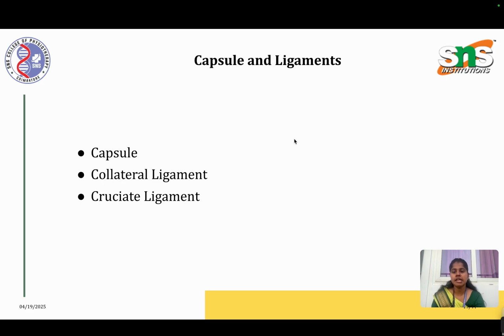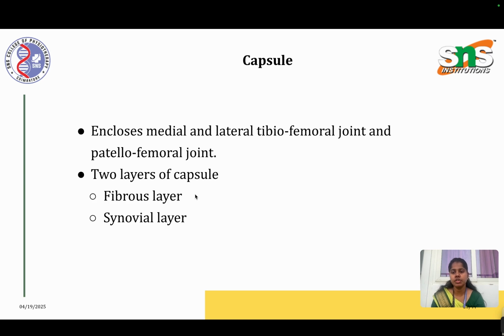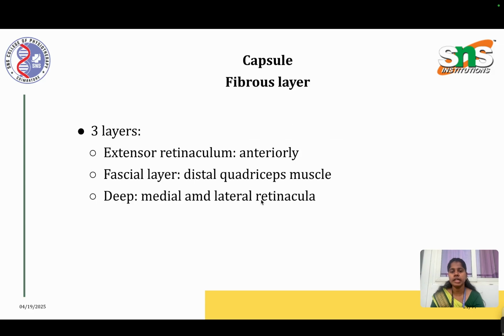Coming to the capsule and ligaments, it comprises the capsule, collateral ligaments and cruciate ligaments. Coming to the capsule, it comes in 2 layers, the fibrous layer and the synovial layer.